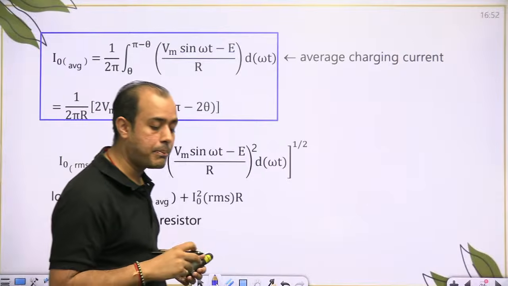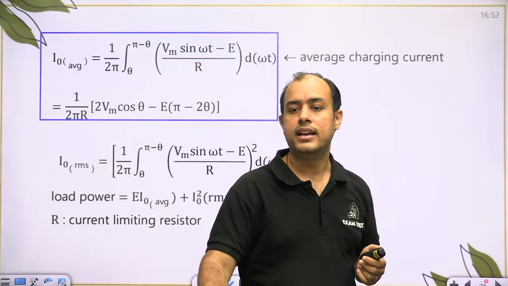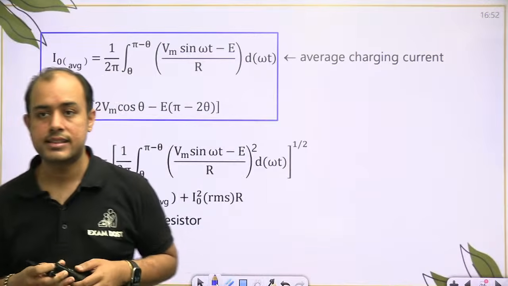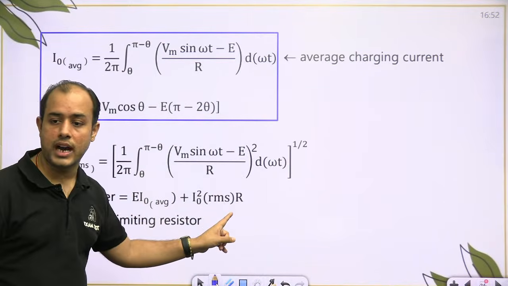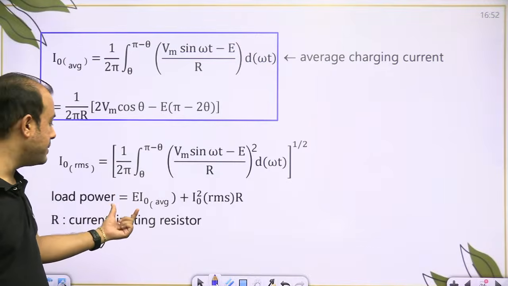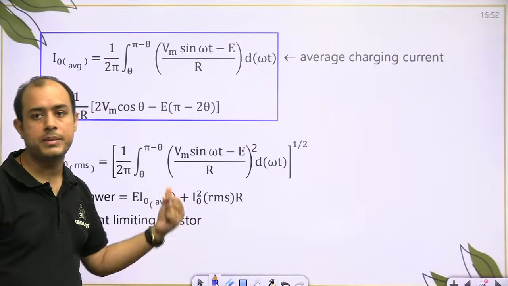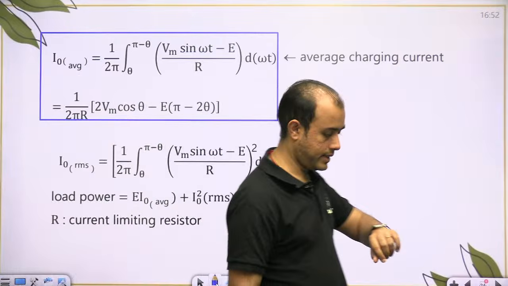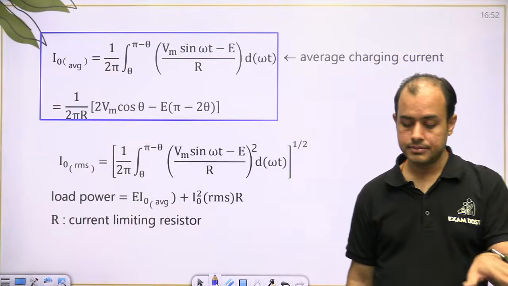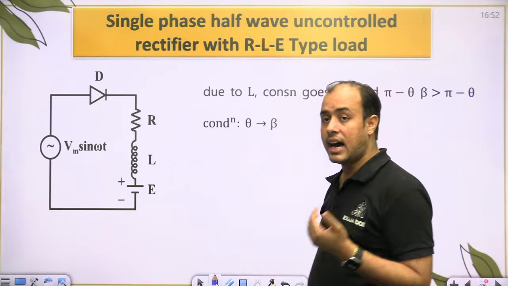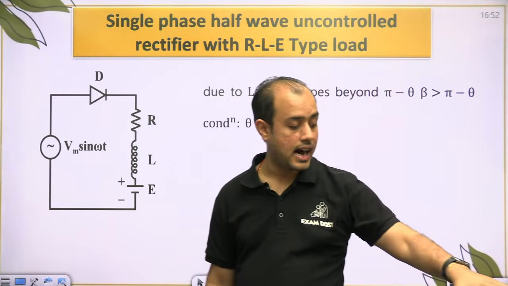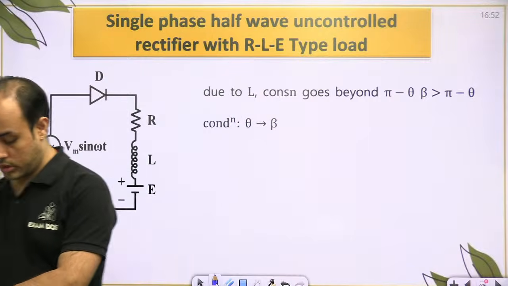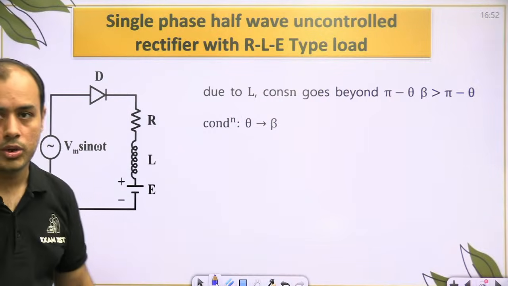Now to find the power delivered to the battery, it will be E into I average, and power in the resistance will be I RMS square into R. तो बैटरी में E I average और resistance में I RMS square into R. Okay. Clear beta? Next is the last type of load, that is the RLE type of load, or you can say DC motor load. Okay, DC motor load.